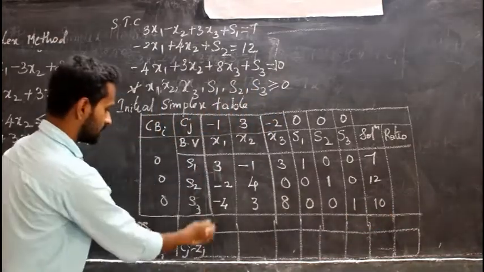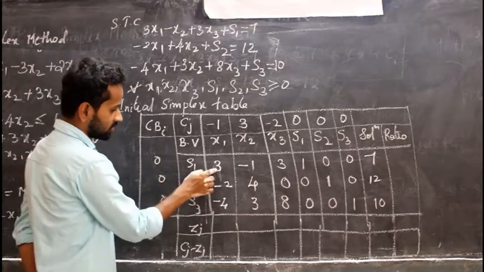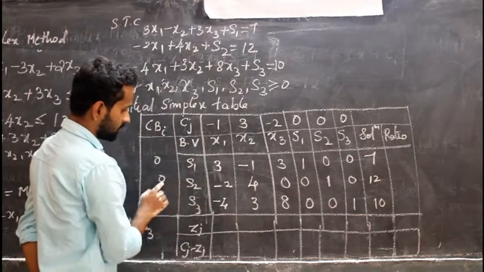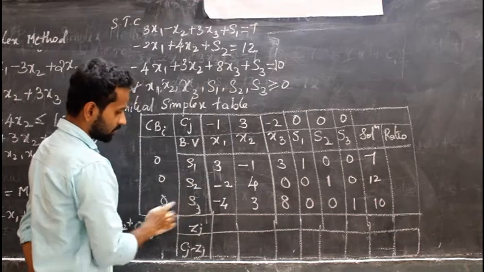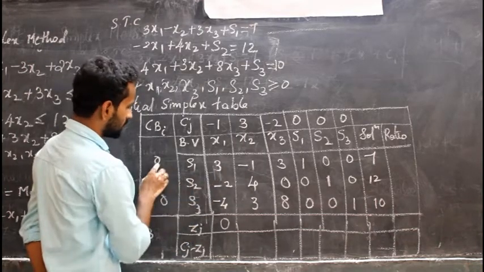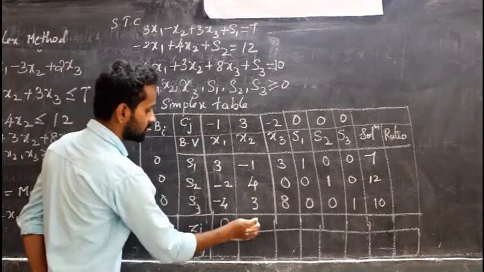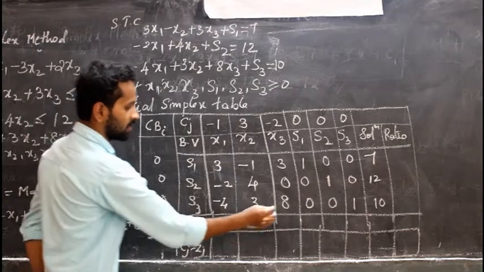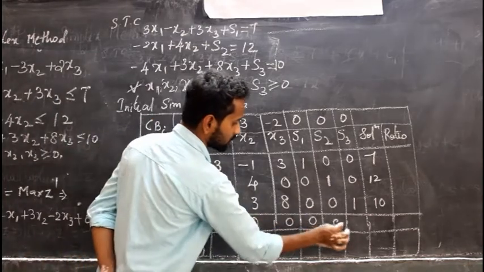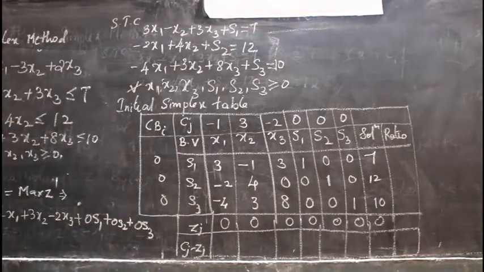Now I need to find the Zj, and I told you how to find the Zj. 0 into 3 plus 0 into minus 2 plus 0 into minus 4, 0. Similarly, 0 into minus 1 plus 0 into 4 plus 0 into 3, 0. Similarly, I will be getting 0, 0, 0, 0. Solution also 0. Now I will go for Cj minus Zj.